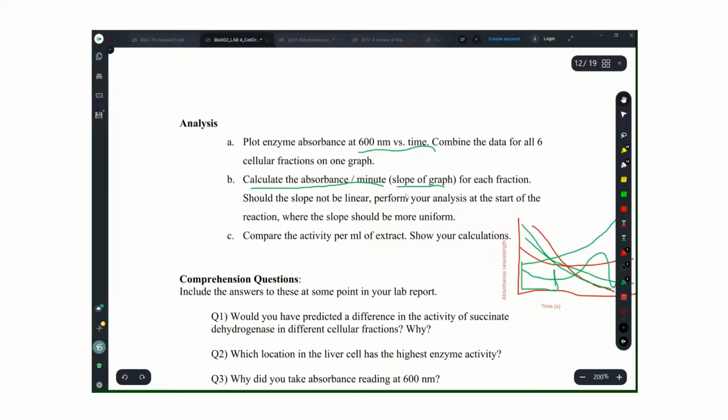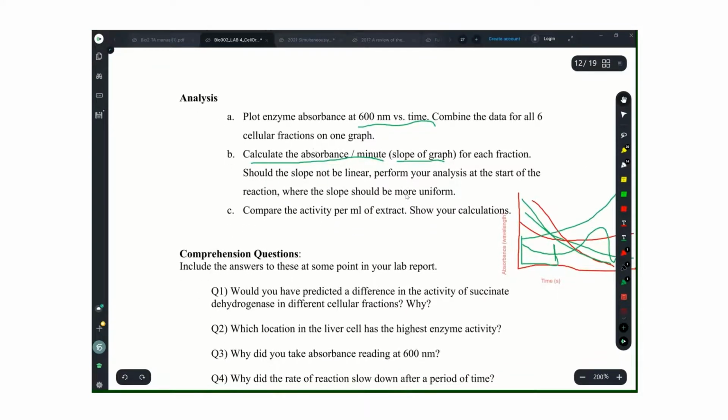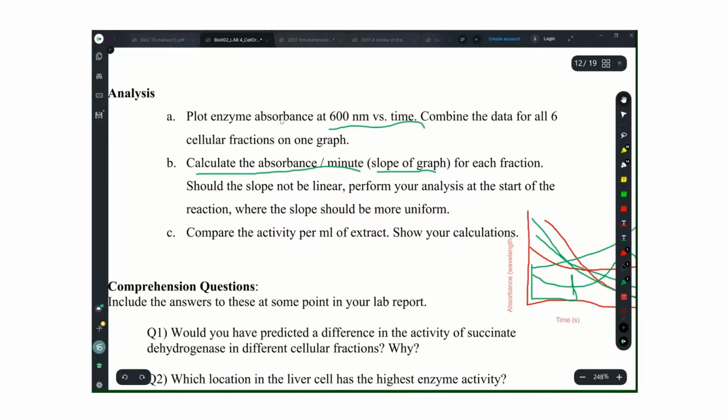Okay, when you look at your Lab 4 protocol, there's this section called Analysis, and this is what you have to turn in for your results section. So plot enzyme absorbance at 600 nanometers versus time. Combine the data for all 6 cellular fractions on one graph. So I just showed you how to do that. And then calculate the absorbance per minute. So this is the slope of the graph. So you have to do that for each fraction, and I showed you what your slope was.